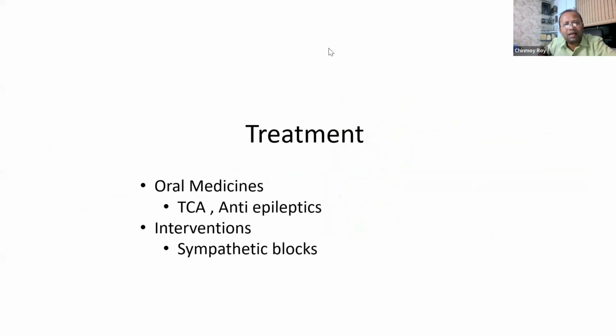Treatment: no detailed treatment is needed here. As I told you, it is a neuropathic pain, so all neuropathic pain treatments are applicable here. Our backbone of treatment is neuropathic pain medicines, tricyclic antidepressants and anti-epileptics. Tricyclic antidepressants means amitriptyline and nortriptyline, and anti-epileptics means gabapentin and pregabalin. Then other drugs are also there, SNRIs, duloxetine and so on, that we can use.